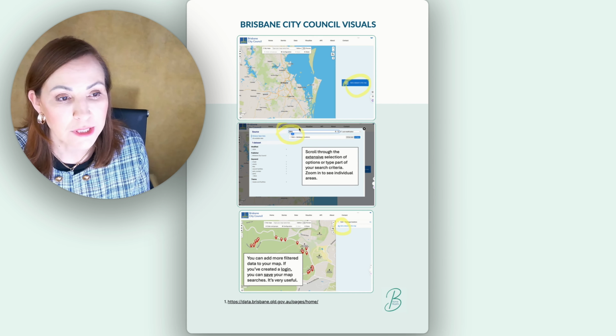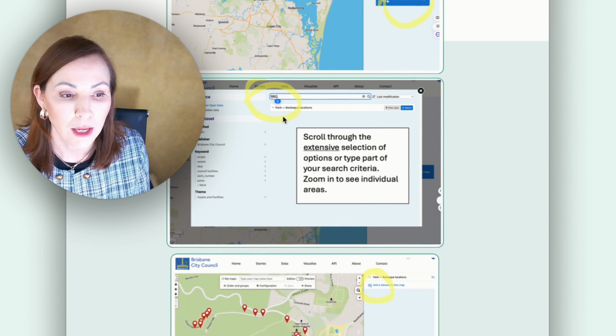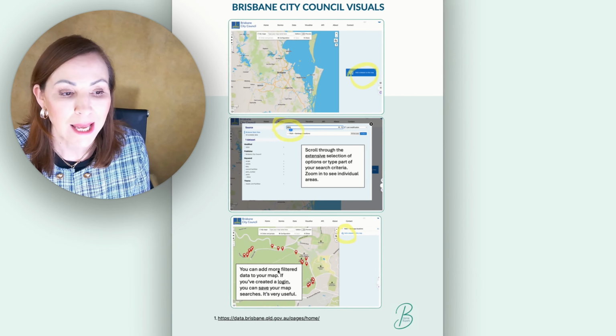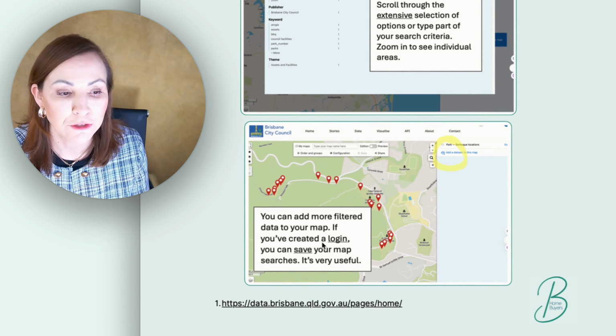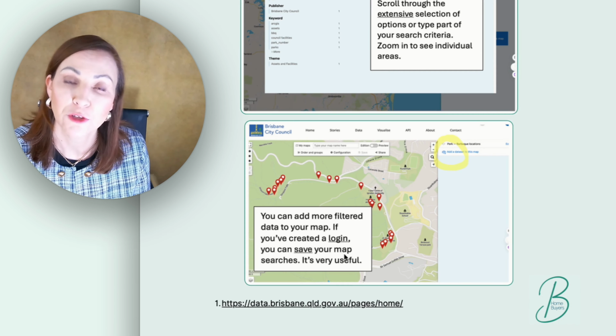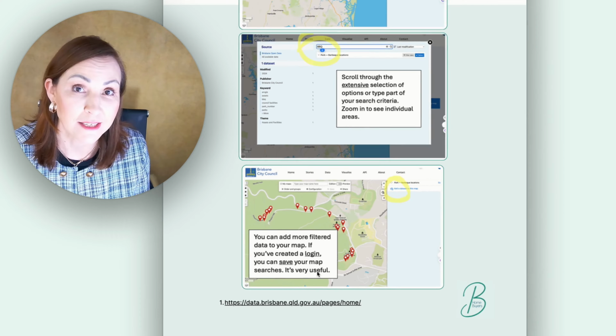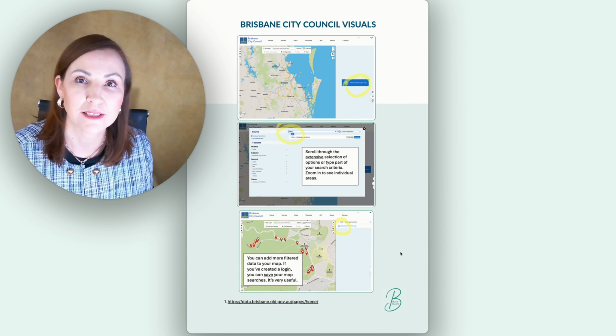For example, you can see I've highlighted this here, and you can see parks with barbecues marked on the map. So you can add more filtered data to your map. If you've created a login, you can save your map searches. It's very useful.